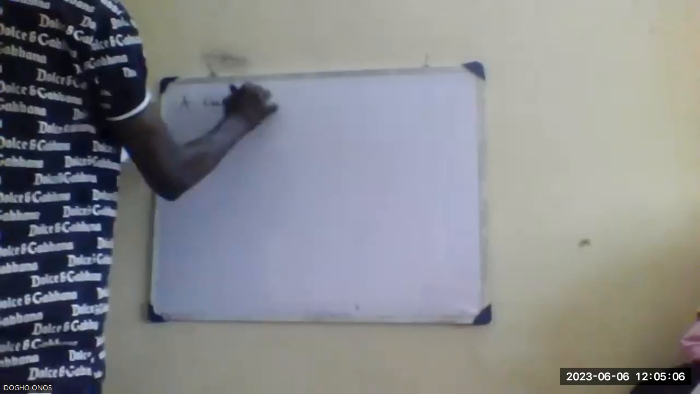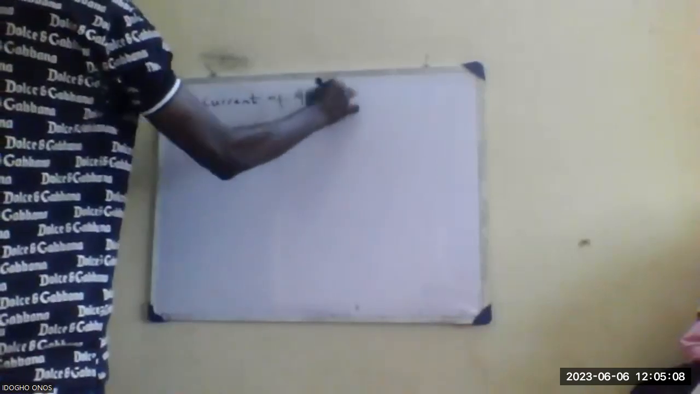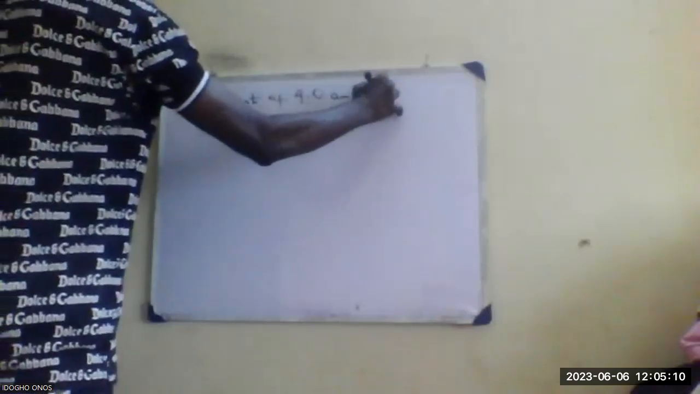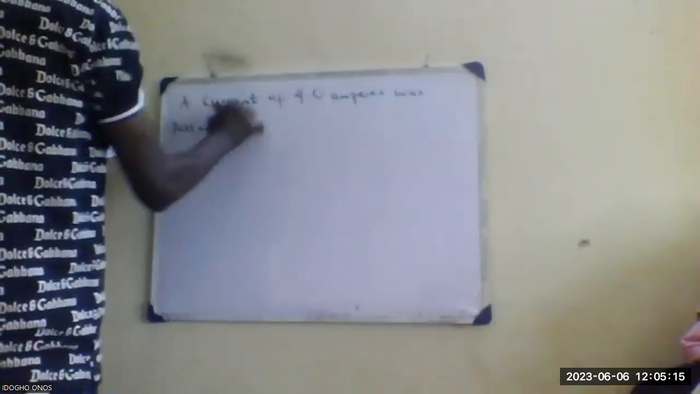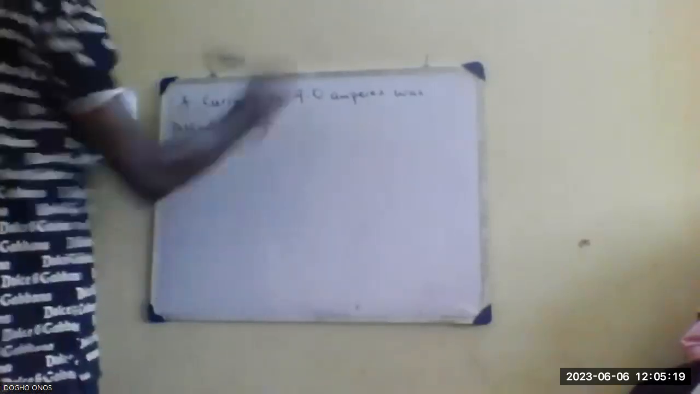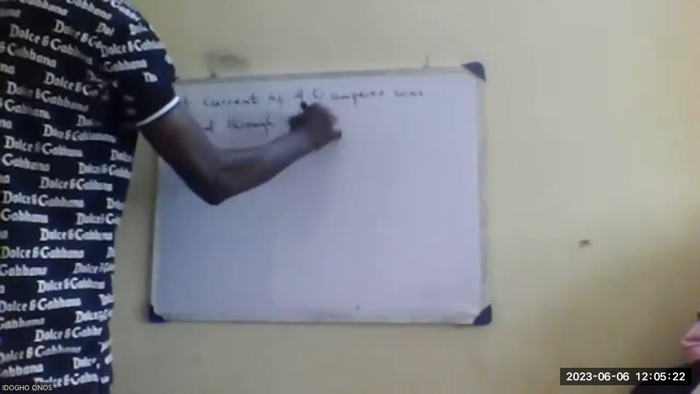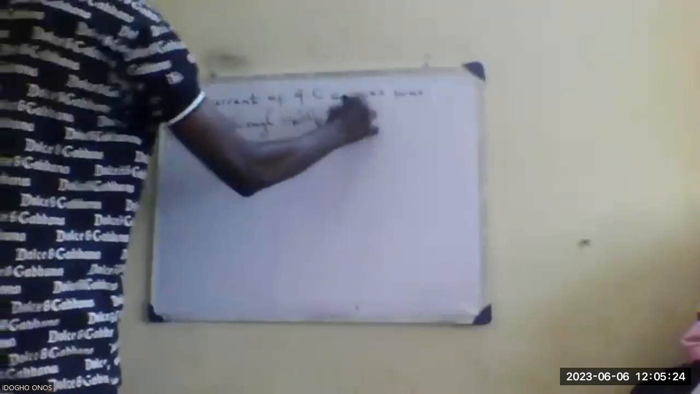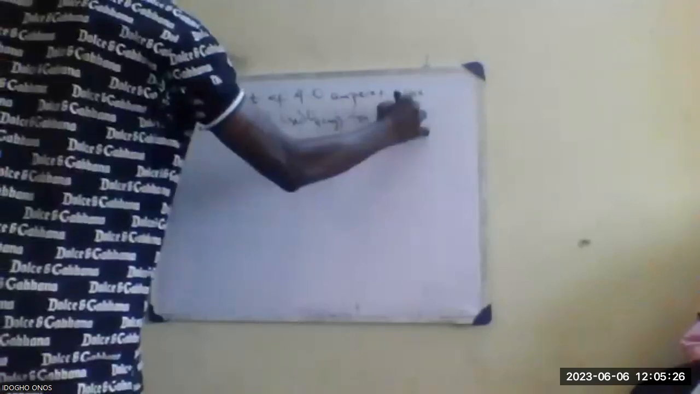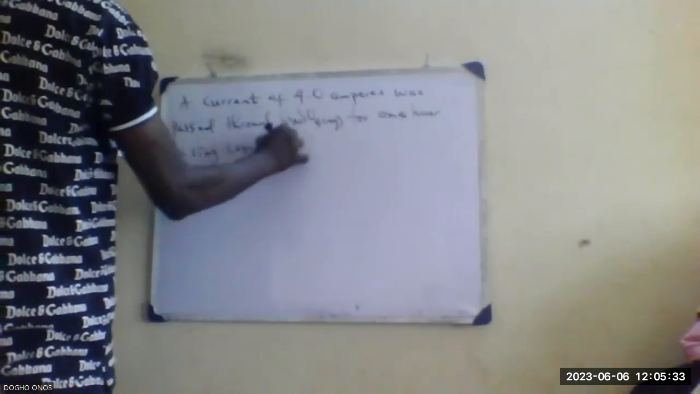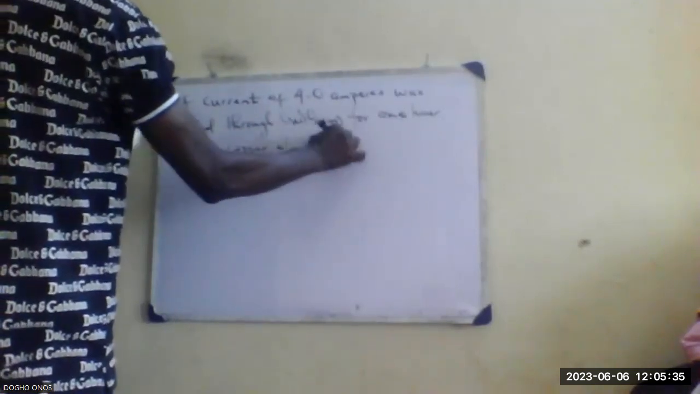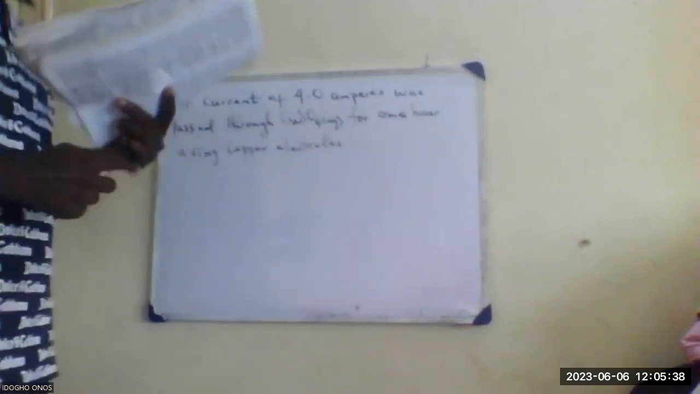A current of 4 amps was passed through copper II tetraoxosulphate VI solution. I'll just simply short it CuSO4 solution for 1 hour using copper electrode. What is the mass of copper deposited?